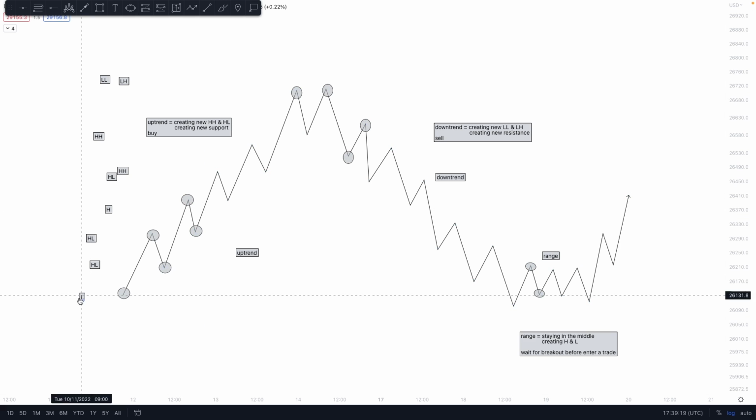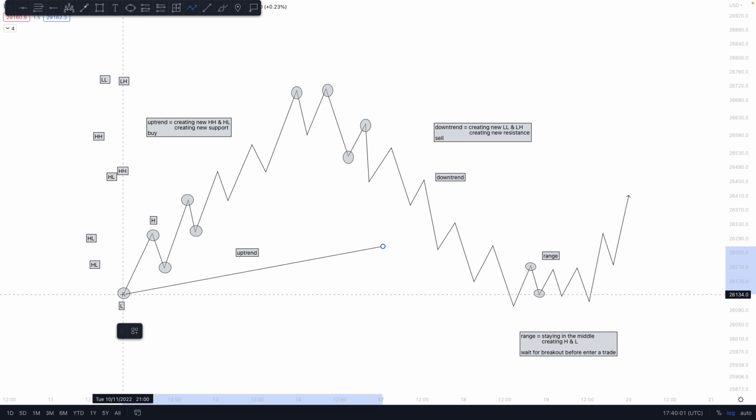Alright, so let's start off first with an uptrend. Whenever the market is heading to the upside, right, we're creating two things. We're creating new higher highs and higher lows, and we're also creating new supports. So whenever the market is heading to the upside, or whenever the market is in an uptrend, you want to be looking for buy opportunities, right? So I'm going to show you first a higher high and higher low, and then I'm going to show you where the market creates new support.